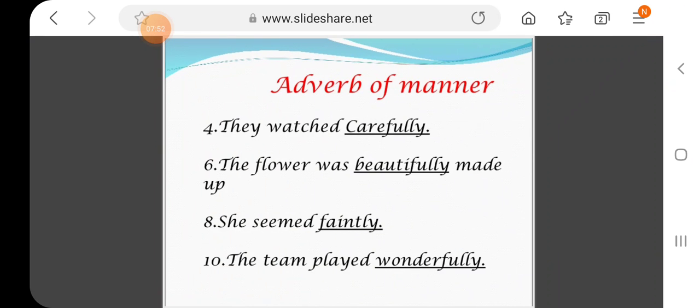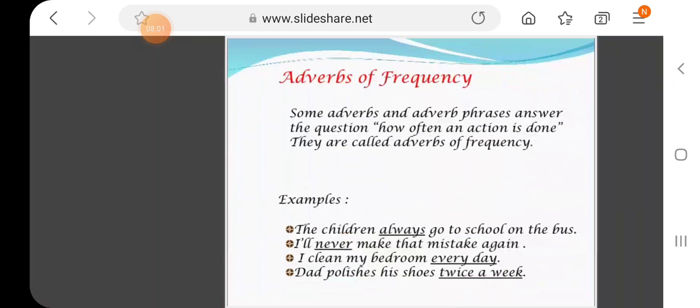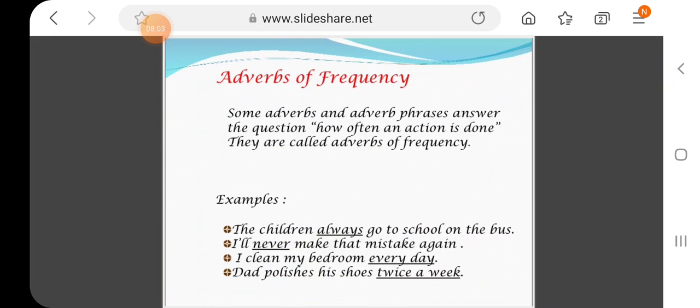Some more examples. They washed carefully. The flower was beautifully made up. She seemed faintly. The team played wonderfully. Adverbs of manner. Then adverbs of frequency.